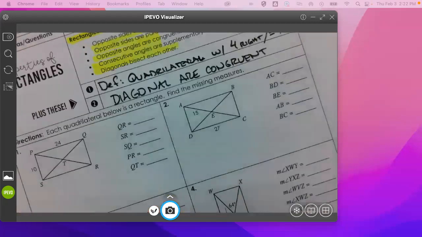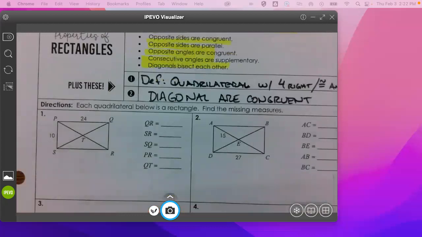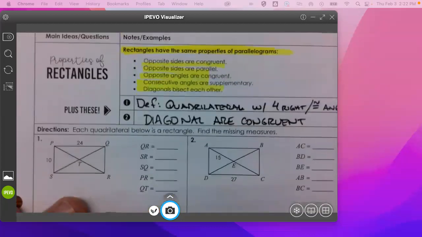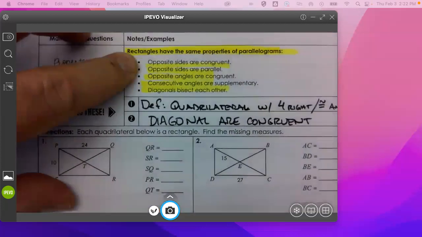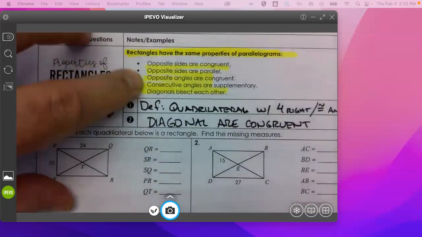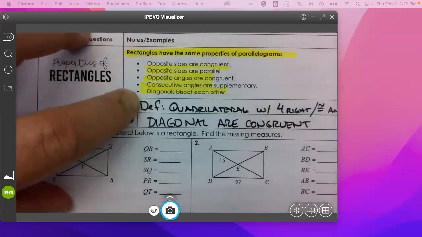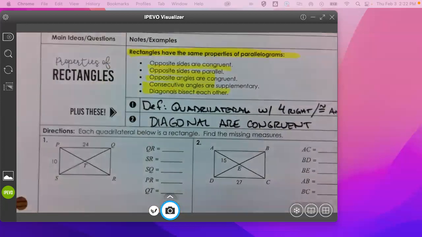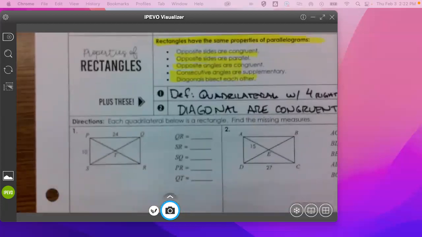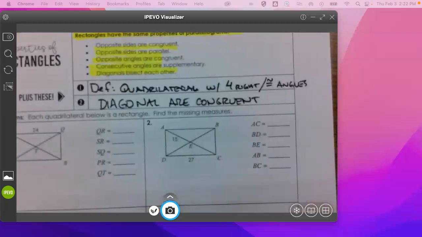Real life applications of parallelograms. Okay. For today, 1/3 of your activity will be spent working with rectangles. Again, it's going to use all these same attributes we used last class with parallelograms, plus these 2 new ones. Let's do this first one together. Actually, let's do number 2 together.